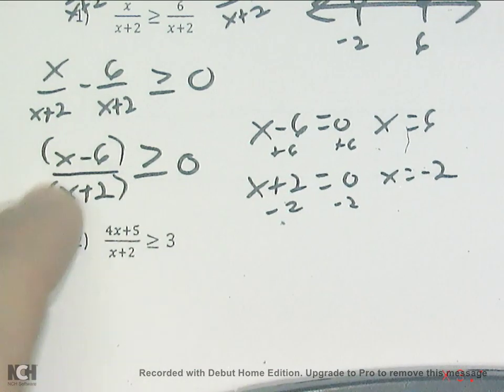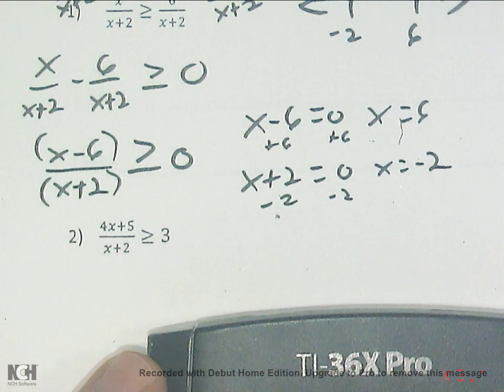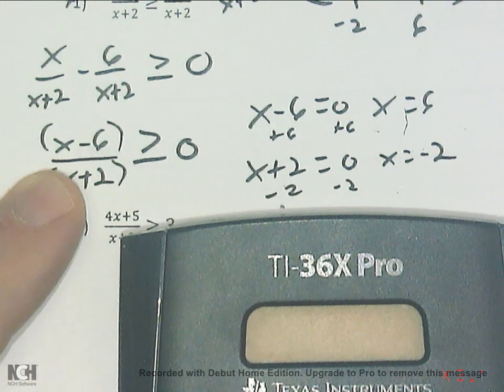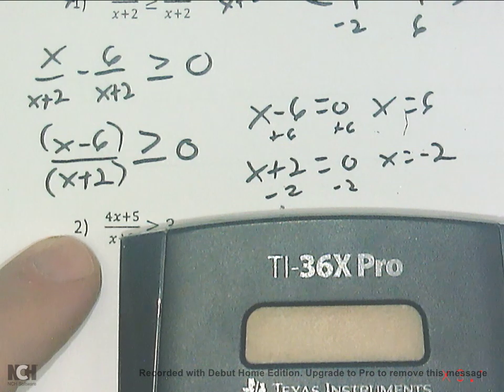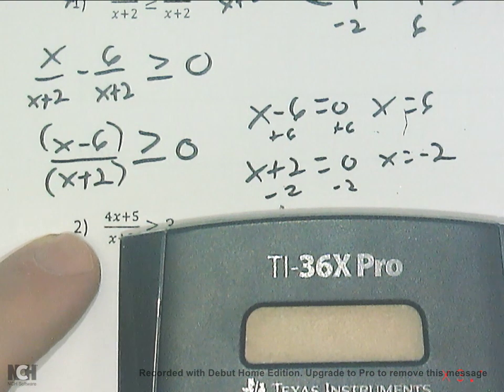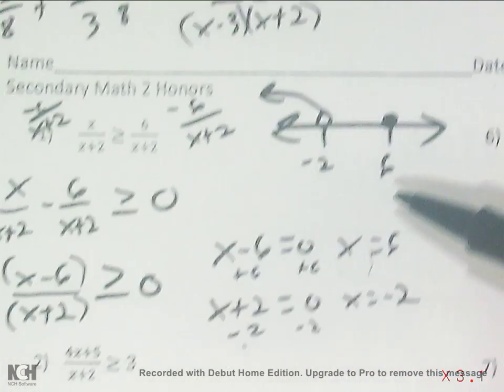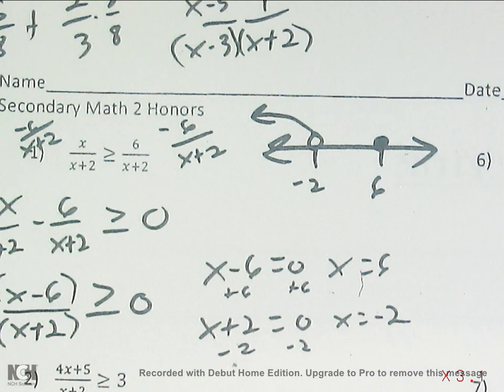Now let's try something between negative 2 and 6. So easiest way to do that is just plug in 0. So I'm going to plug in 0. So parentheses 0 minus 6 divided by parentheses 0 plus 2. Which is negative 3. Negative 3 is not greater than or equal to 0. So this range right here is not part of my inequality.